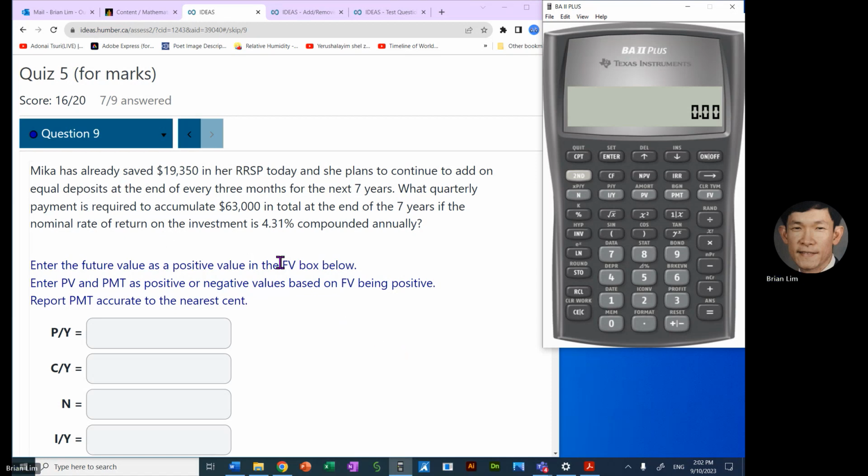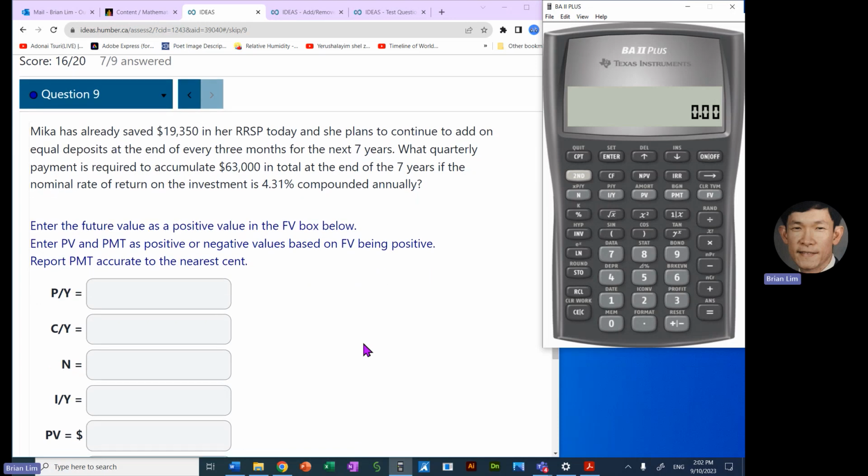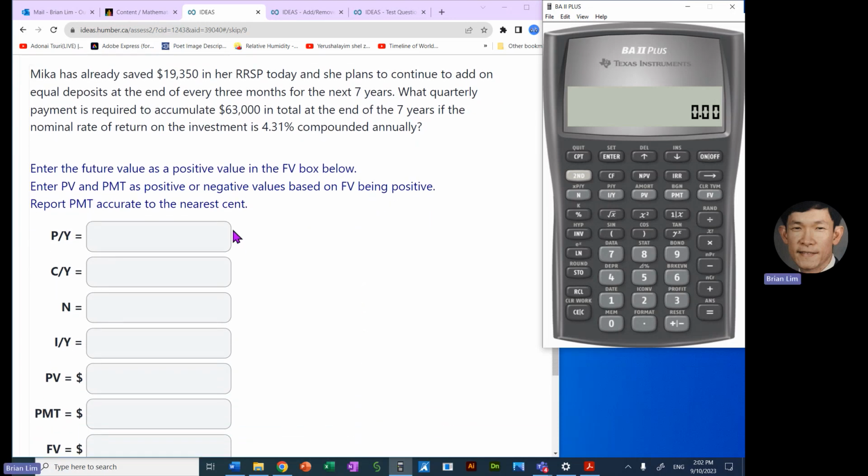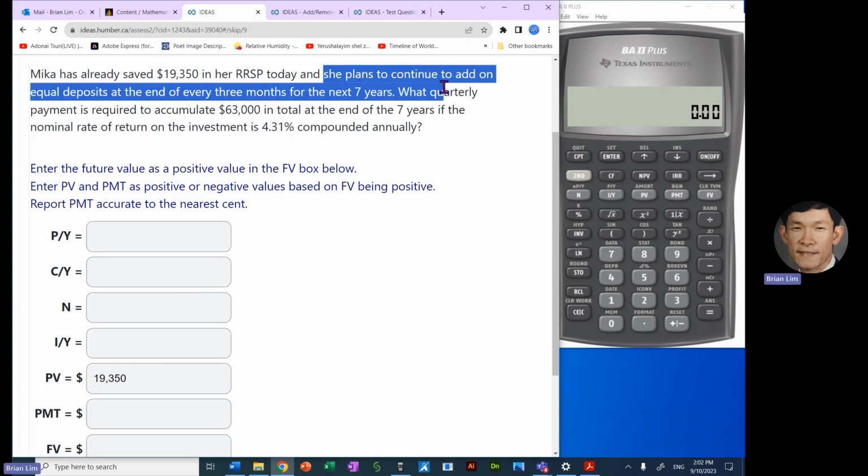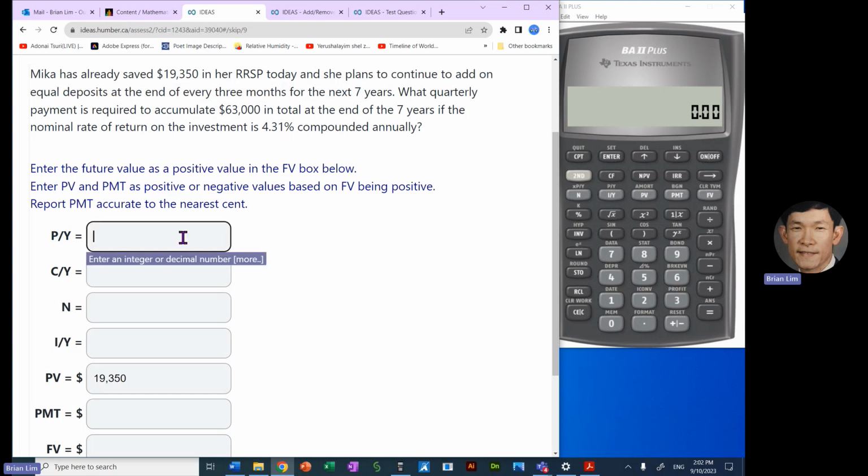All right, Micah has already saved $19,350 in her RRSP today. So if you wish, we could put that in as the present value. She plans to continue to add equal deposits at the end of every 3 months, so PY would be 4, for the next 7 years. What quarterly payment is required?